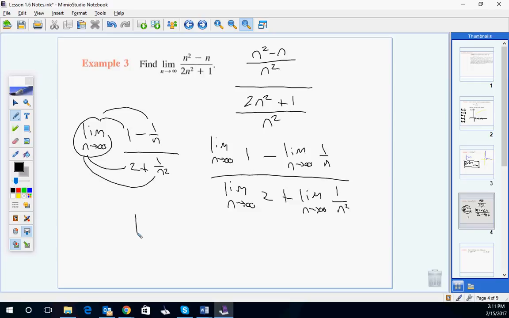We just learned this. What's this one? 0. What's this one? 0. We're done. It's 1/2. If you want the little Cliff Notes version, you take the stuff of the highest degree. That's a 1, that's a 2. That's why we got 1/2. These are both n squareds. A 1 n squared over a 2 n squared. That was our limit. 1/2.